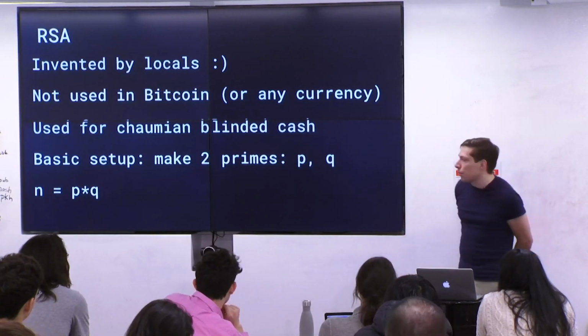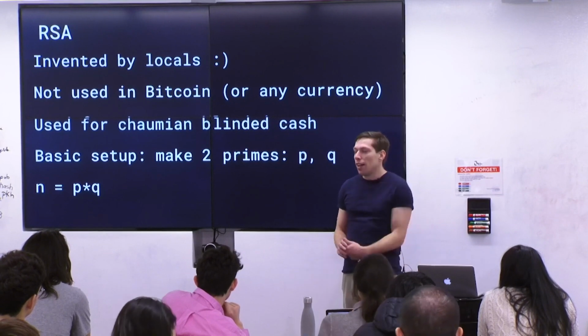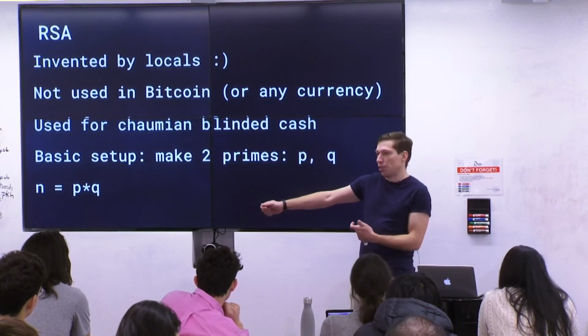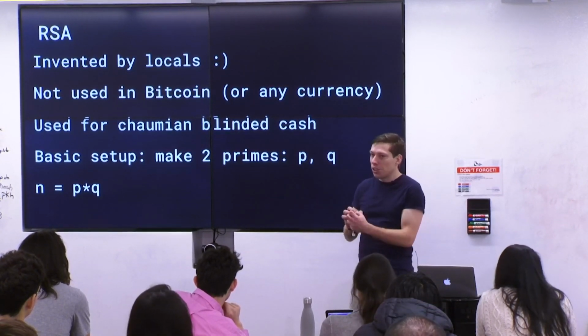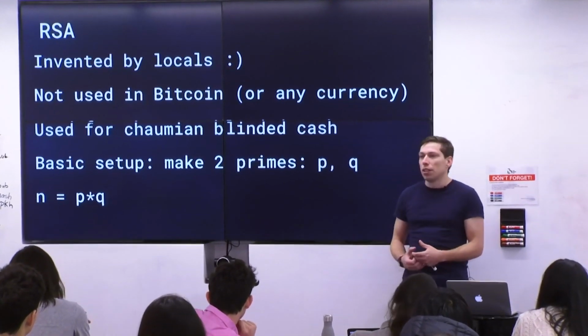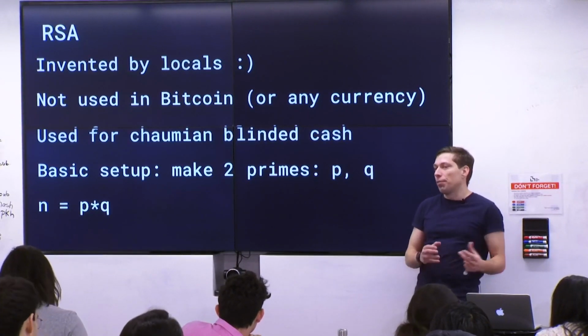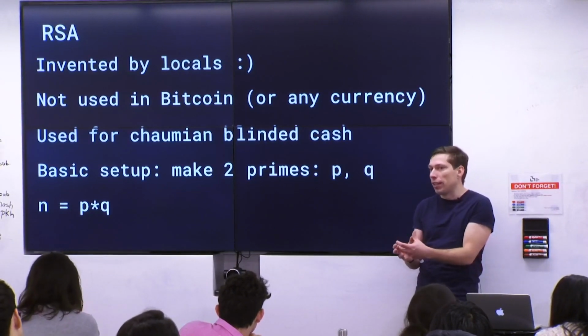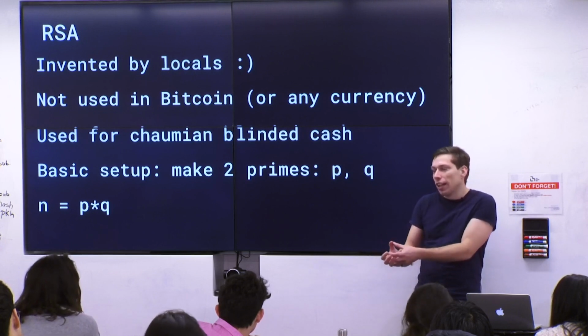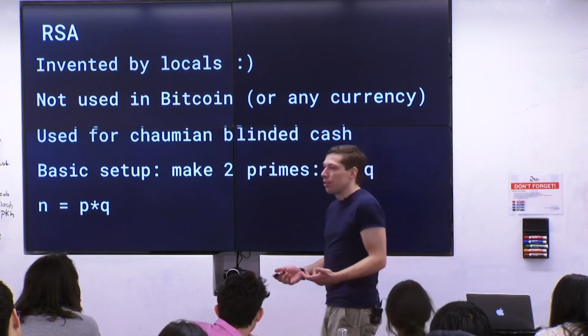It was used in Chaumian blinded cash because you can do blinded signatures, where you say, okay, I'm going to have you sign something for me. And after you give me the signature, I can pull apart the signature. I'll have you sign something that you don't know what you're signing, right? I'm going to mask this message and blind it so that you sign the message, and then I can get your signature on the real message without you knowing what you signed.